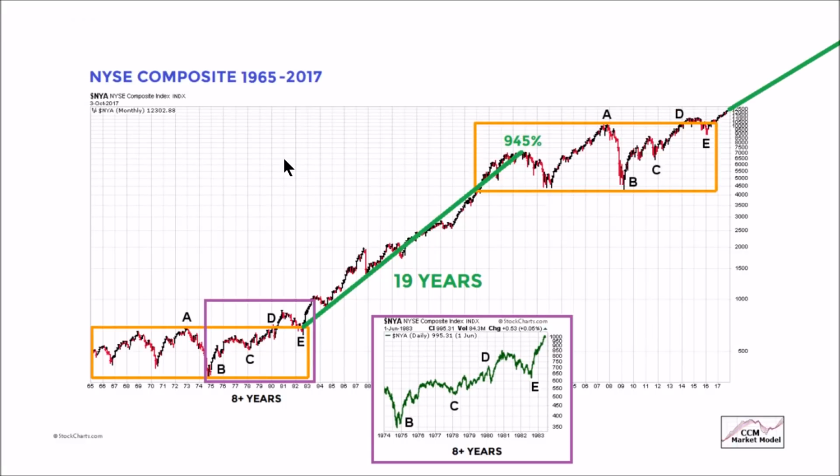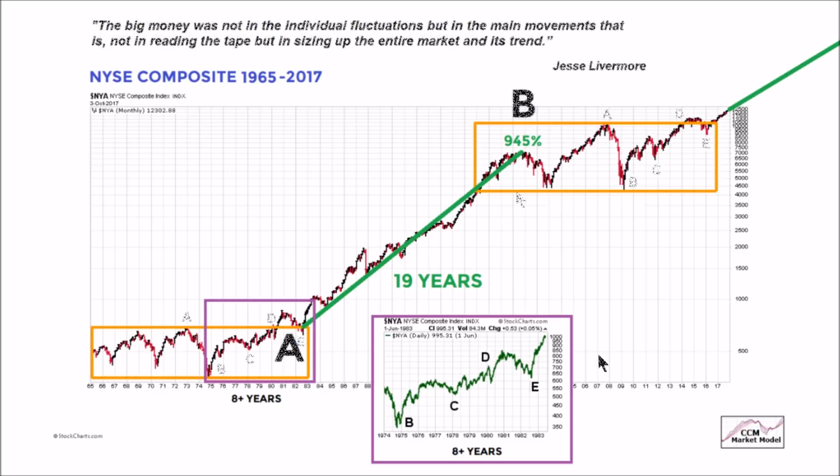Here's a chart of the NYSE composite dating back to 1965 that we covered last week. This setup here is very, very similar to the setup here. After this look here, the stock market went up for 19 years and tacked on an additional 945%. This type of analysis also aligns with the wisdom of Jesse Livermore: the big money, like 945%, was not in the individual fluctuations, but in the main movements. Not reading the tape, not watching the market too closely, not worrying about what everybody else is doing, but sizing up the entire market and its trend.